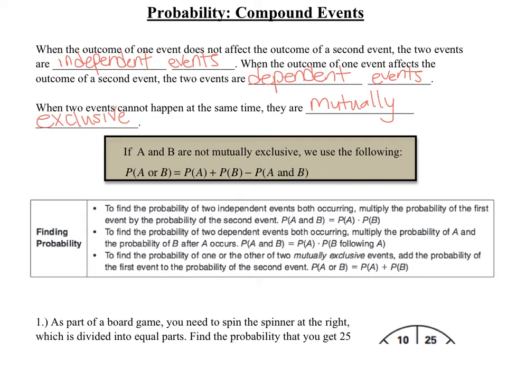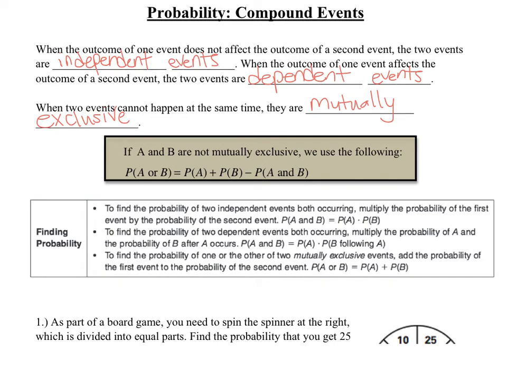To find the probability of one or the other of two mutually exclusive events, you're going to add the probability of the first event to the probability of the second event. So keep in mind the keywords and things to look for. Typically, for or, you're going to be adding. Typically, for and, you'll be multiplying. And then we just have to think about whether the two events affect one another and whether there's any overlap we have to consider.